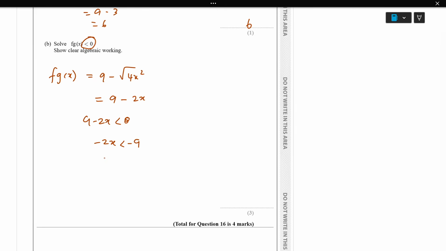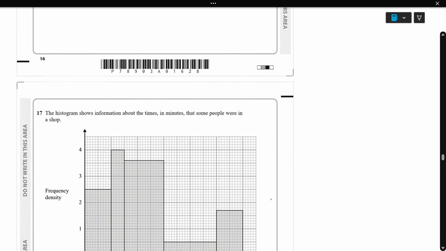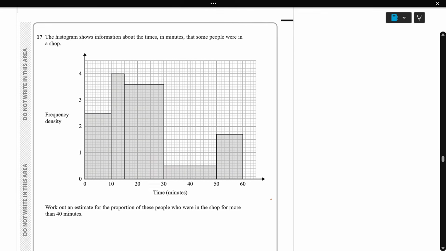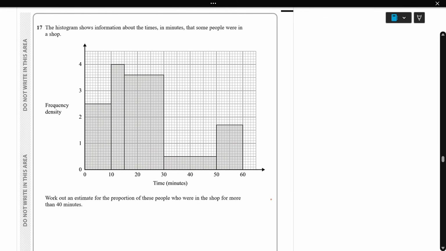So less than 0. So minus 2x less than minus 9. I'll bring 9 to this side, so both sides are negative, so I'm going to multiply by a negative, which is 2x. The sign will change, so 2x greater than 9, x is greater than 9 by 2, so x is greater than 4.5. We can leave the answer 9 by 2 or 4.5, both are right, so x greater than 4.5.